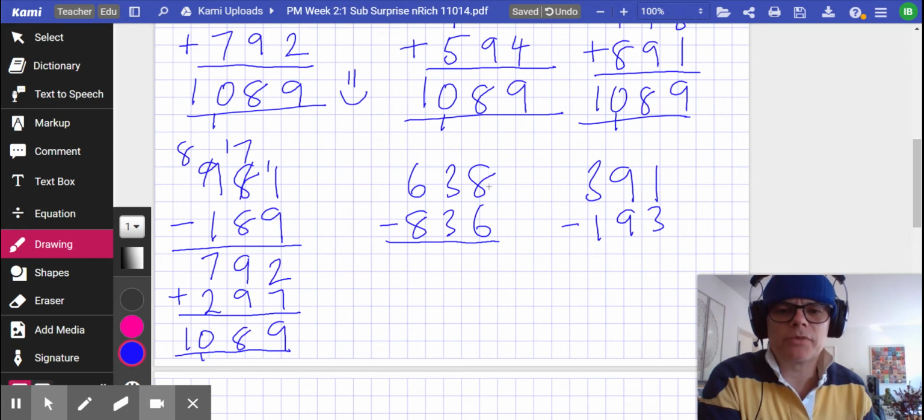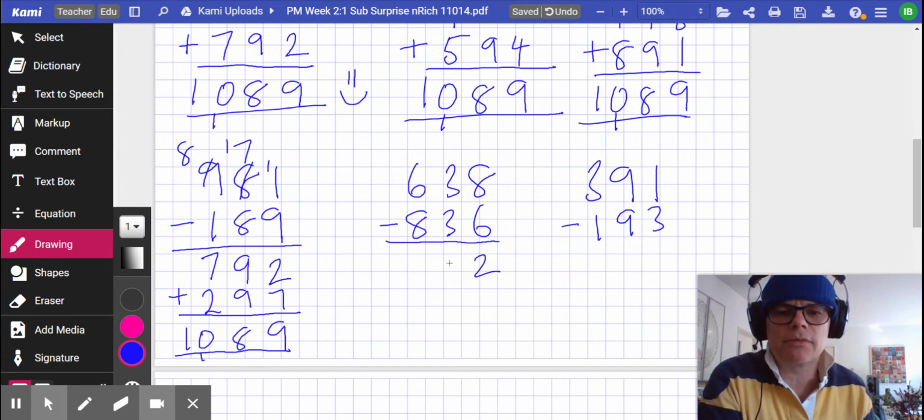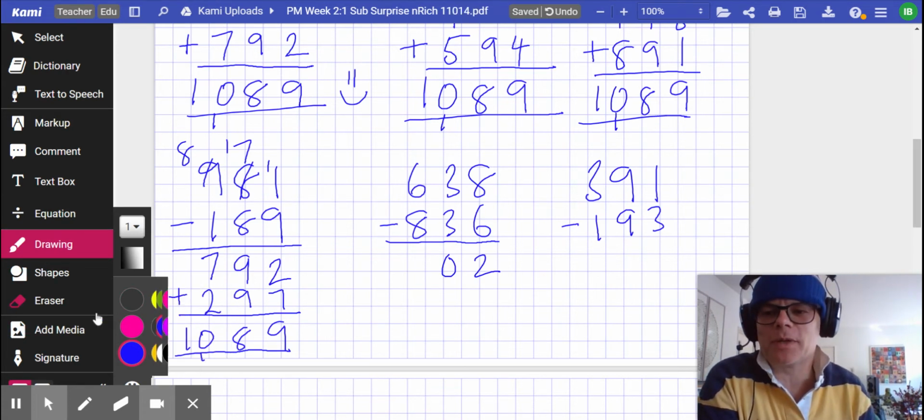Oh, I've made a bit of a mistake with this one, haven't I? Because I didn't make the units digit less than the hundreds digit. So maybe this won't work this time. Because what happens? 8 take away 6 is 2, 3 take away 3 is 0, 6 take away, oh, you get a negative. So yeah, you spotted my little trick there to try and catch you out.